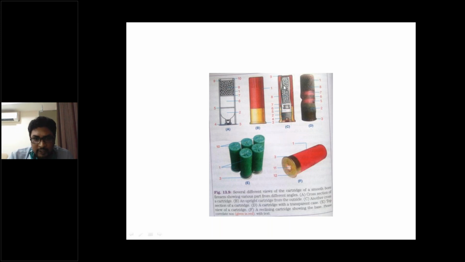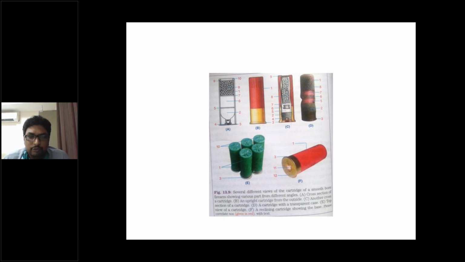And then number 8 is the pellets. You can see small pellets, mostly lead balls, are used. The top one is the closure. So this is how it looks in the case of a cartridge used in a smoothbore firearm. The gross anatomy for both is the same. The only difference is that in rifled firearms we use bullets, and in smoothbore firearms we use pellets.